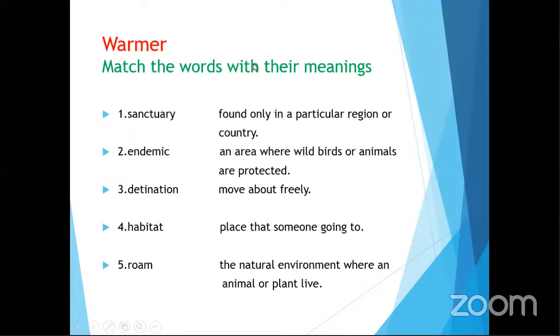Match the words with their meaning. Since you are in grade 10, I believe you can do this, because these words I have selected from the grade 9 pupils book. You have to match the words with their meaning. Please do it. I will give you 3 minutes, students.